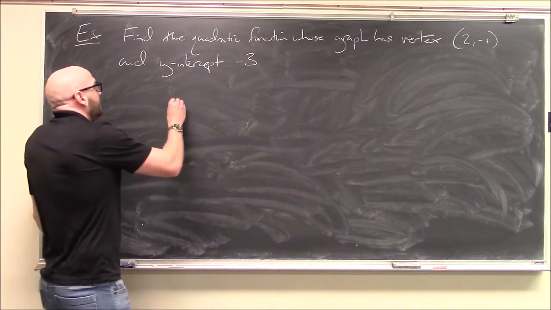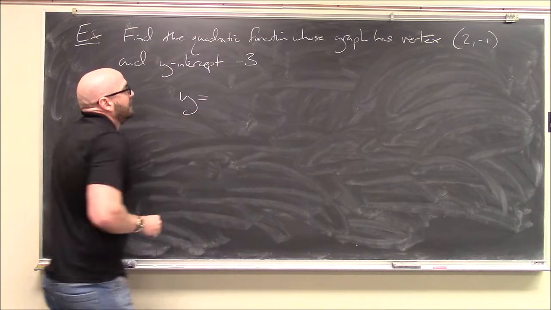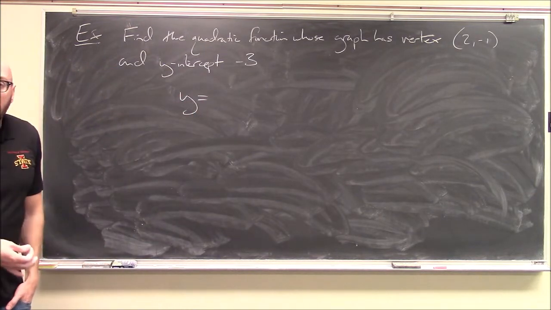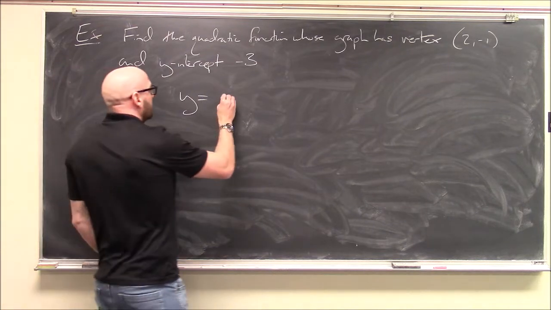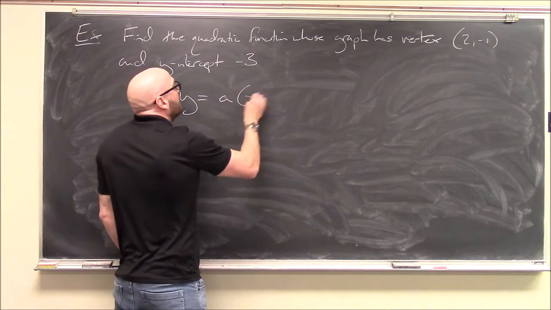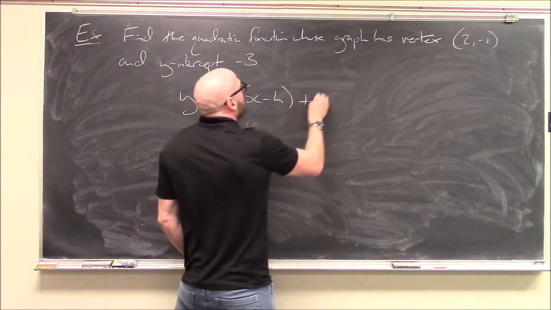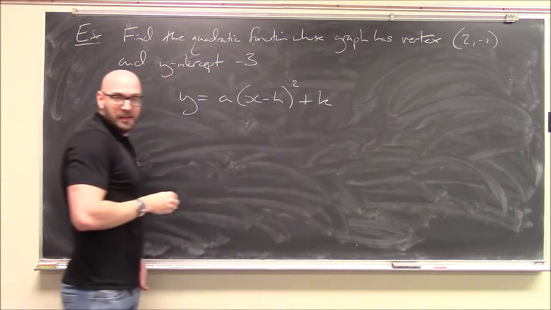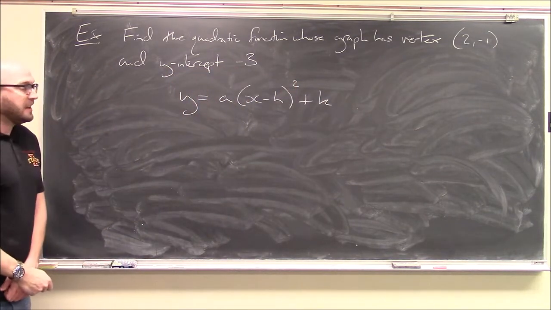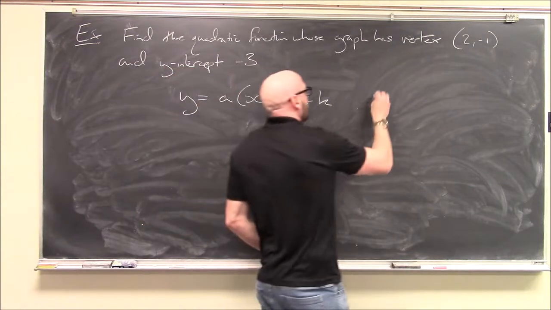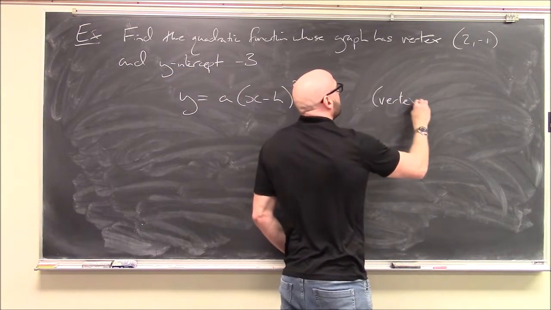Well, what do we know? We know all quadratic functions have a vertex form, so it must look like this. It must look like a times x minus h squared plus k. So it has to take on this general form. This is just the vertex form of a quadratic function.